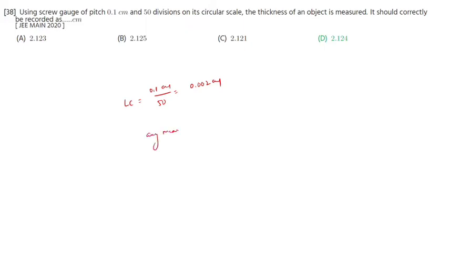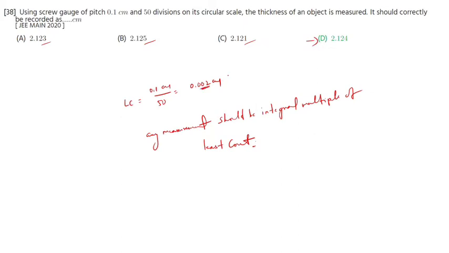Any measurement should be an integral multiple of least count. Once see the options, children. So here this is not, and even the third option is also not the integral multiple of the least count of 0.02. Okay, so only this is the multiple of 0.02. So directly we can go with the option 4.